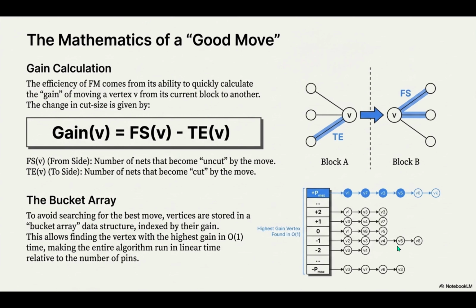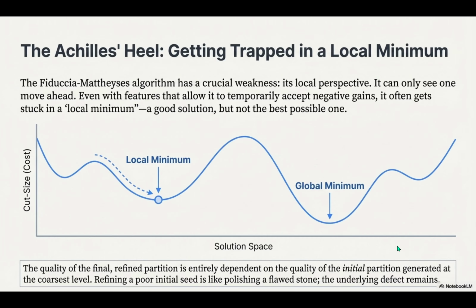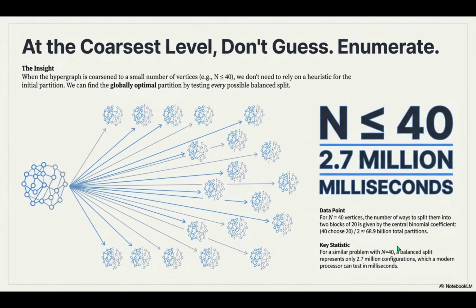It's like pouring a crooked foundation for a skyscraper. It is. The whole structure is compromised from the start. No amount of polishing the windows on the 80th floor is going to fix that. So once you have that critical seed, you move to phase 3, uncoarsening and refinement.